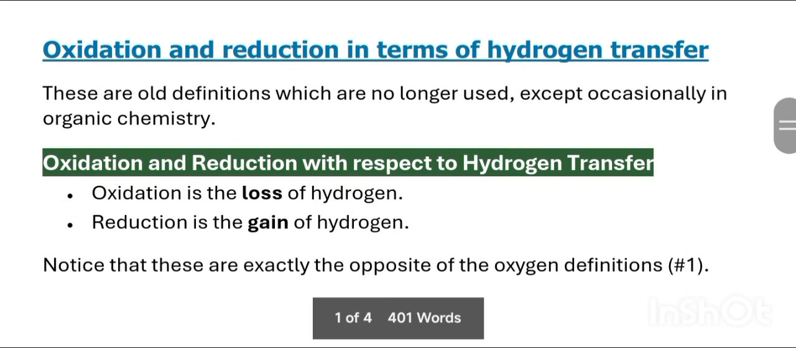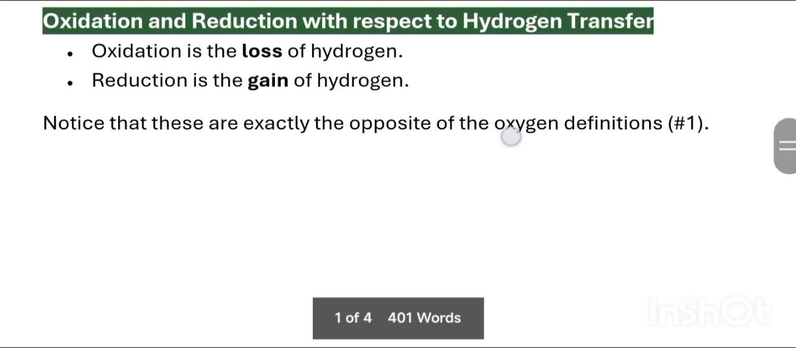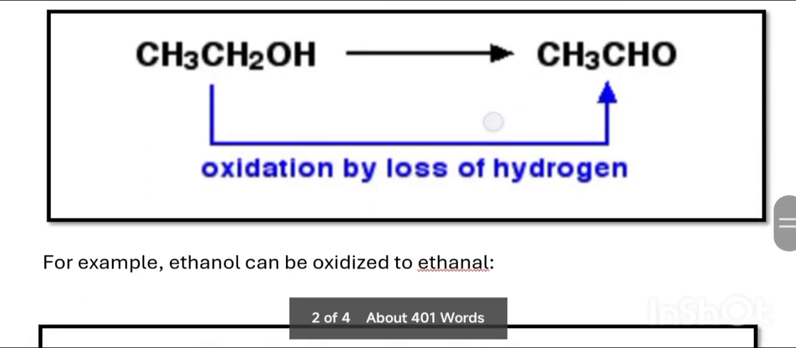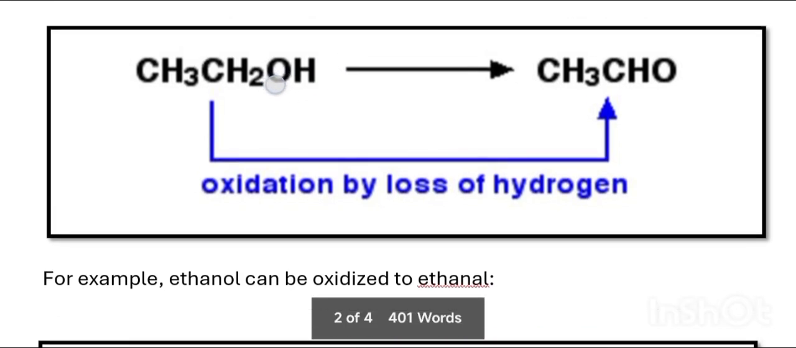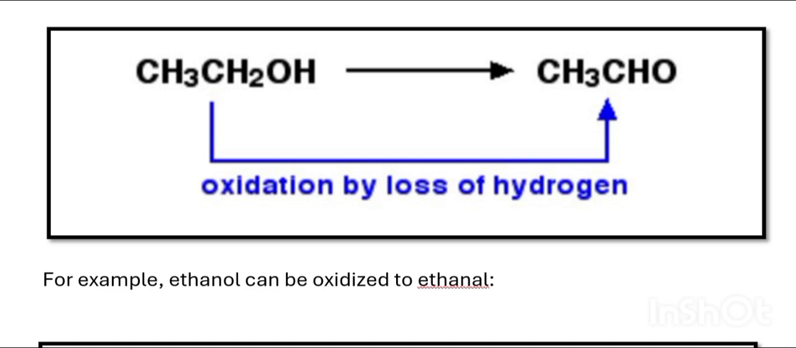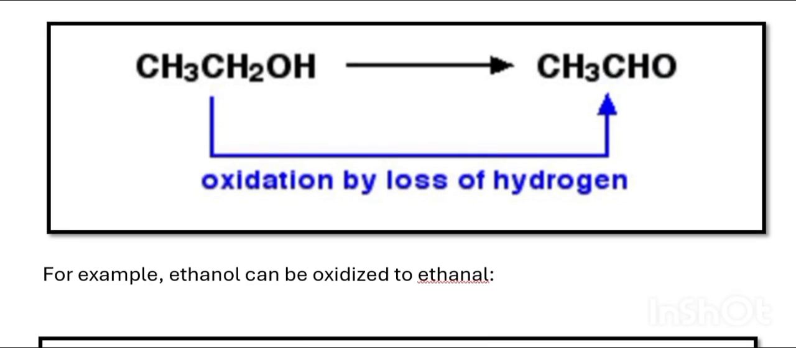Now oxidation and reduction in terms of hydrogen transfer. With respect to hydrogen transfer, oxidation is the loss of hydrogen while reduction is the gain of hydrogen. Now let's see a few examples. Like the first one, we have ethanol here. Ethanol is oxidized to ethanal, and we are going to study about the functional groups in our upcoming lectures. For now, just remember OH, if it is present with a carbon chain, it is always alcohol, and if it is CHO, it's always an aldehyde.